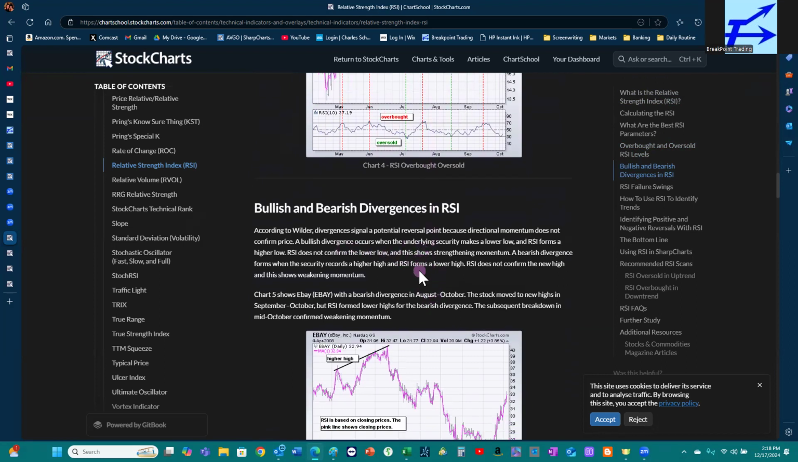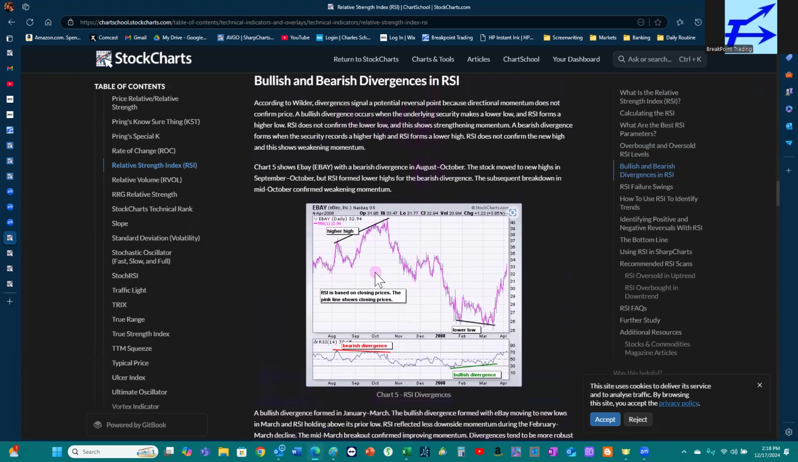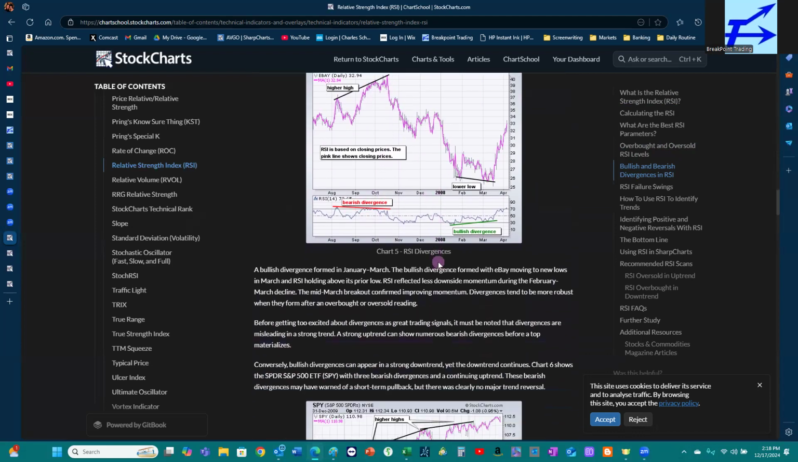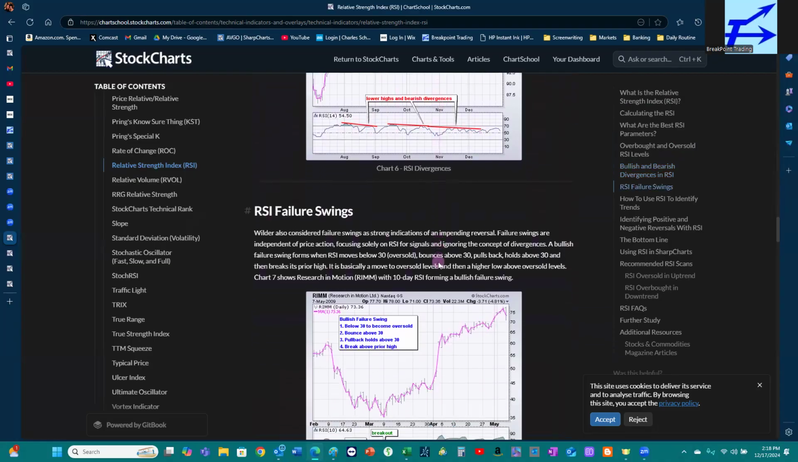Divergences is one of the best ways, I think, to use the RSI. If the price is moving higher, but RSI is moving lower, remember what this means. That means over the last 14 days, there have been more decliners than advancers, or more negative days than positive days, even though the stock is moving higher. That gives you an indication that the price may be ready to reverse, may be ready to follow the relative strength. And that's often what happens. So that's a really good use of that.